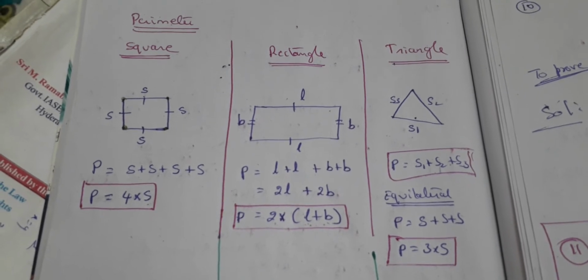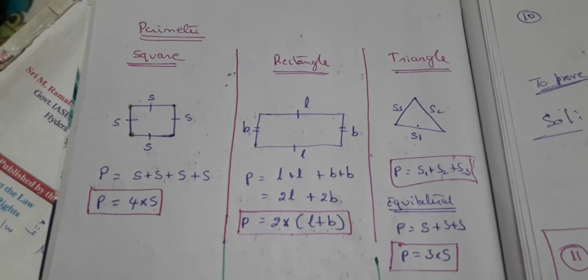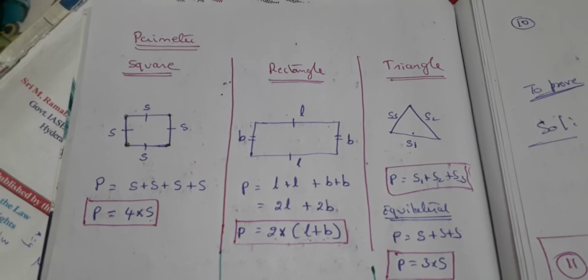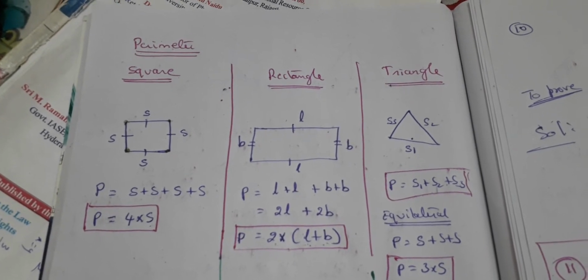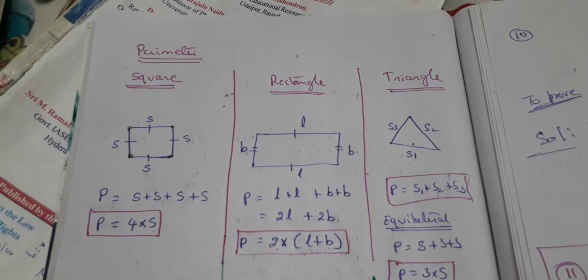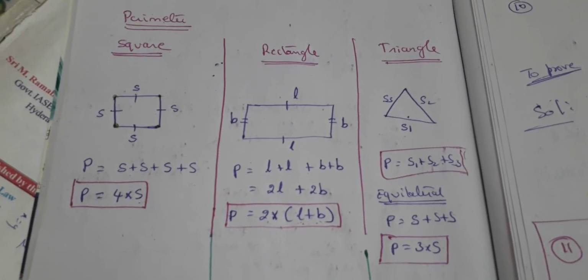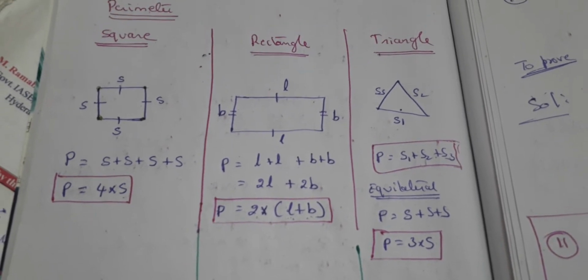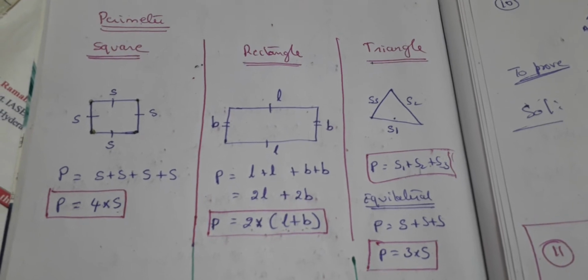Now when you come to the triangle, if it is a scalene triangle, it is s1, s2, s3. All three sides are different. So therefore you add all the three to find out the perimeter. So remember, this is perimeter, so you are going to find the sum, the total of the boundaries, that means the sides. And if it is an equilateral triangle, all the three sides are equal, s plus s plus s, that is equal to 3s. So this is about the perimeter.